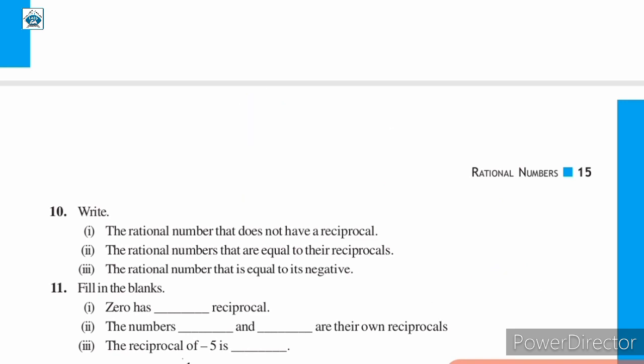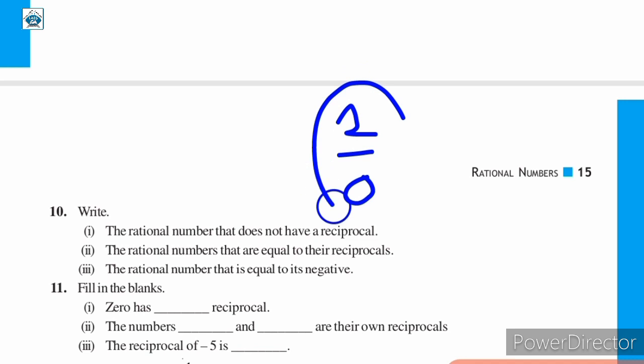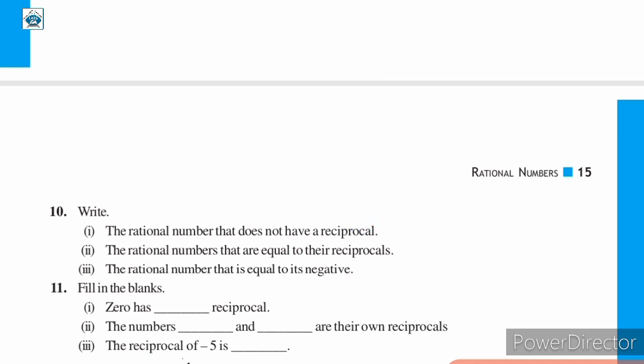So here in 1 by 0, 0 is the denominator, that means q will be equal to 0. So this is not defined. That is why we don't have the reciprocal of the number 0. So here the rational number that does not have a reciprocal is 0, because we cannot write 0 as 1 upon 0. If a number is divided by 0, then it is not defined.